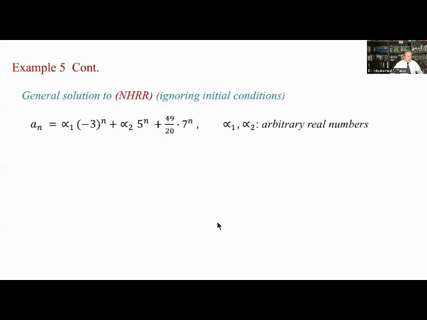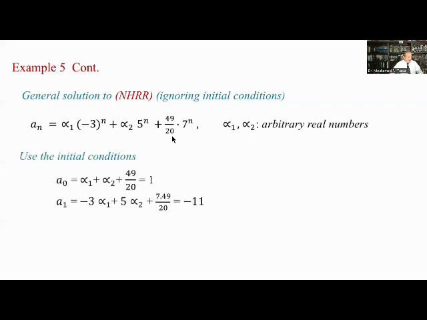Therefore, all solutions are the general solution of the associated homogeneous recurrence relation, and this one is the particular solution of the non-homogeneous recurrence relation. Now we need to find alpha 1 and alpha 2, so now we need to use the initial conditions. Ignoring the initial conditions, we get this. Now we need to use the initial conditions.